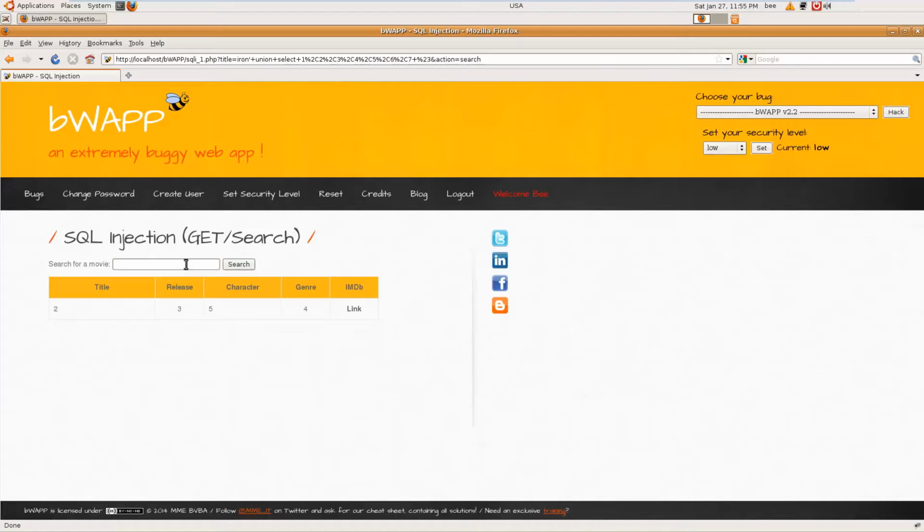So, one second. In the places where I have given these numbers, let's give some SQL command, for example user at the place of 2. So these are the 2, 3, 5, 4, these are where the commands get executed. So let's give user, it will give me the user, so root at localhost.